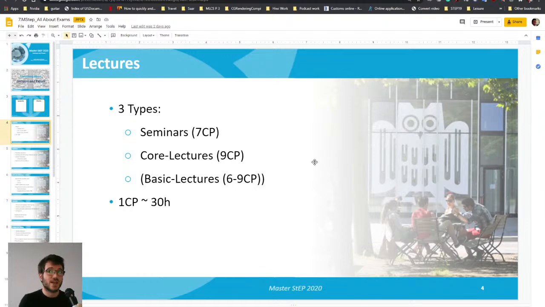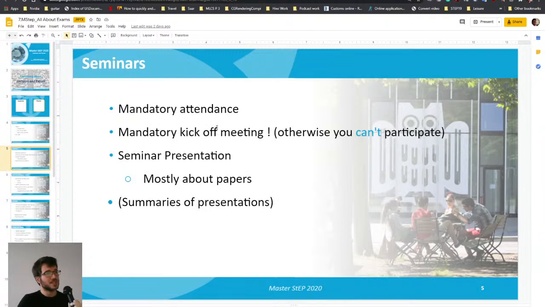As you heard in the previous 30 minutes, there are 3 types of lectures: seminars, core lectures, and basic lectures, also advanced lectures. Seminars usually give 7 credit points, core lectures 9 credit points, and basic lectures depending on the work. And again, 1 credit point refers to a bit more than 30 hours in 1 month. A seminar has mandatory attendance, or most seminars do, and there's a mandatory kickoff meeting.